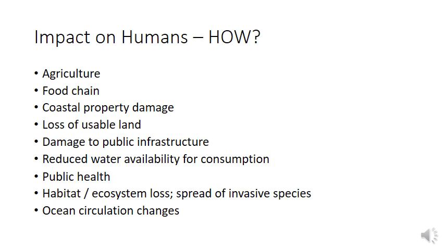Speaking of this specific example of ocean fisheries, we might see property damage to coastal properties. This means we have less usable land because the sea level is rising and coastal properties are susceptible to storm surges, especially in low-lying areas. We're also going to see, as a result, damage to public and private infrastructures.